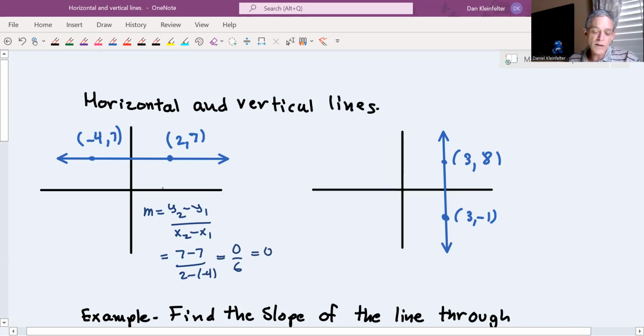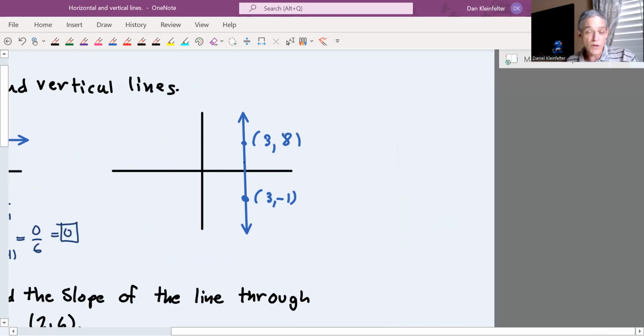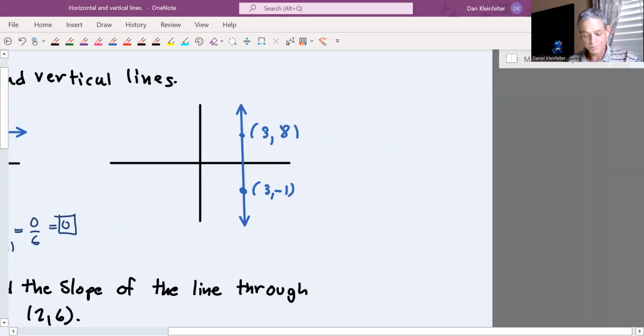Okay, you'll notice on this horizontal line that the change in y, the numerator on our fraction, ended up being 0. And we ended up with 0 for the slope. And that's consistent with what we saw at the beginning of the video, where a line with 0 slope should be horizontal. And so yes, we've got that. Okay, turns out that that's true for every horizontal line: it's going to have a 0 slope.